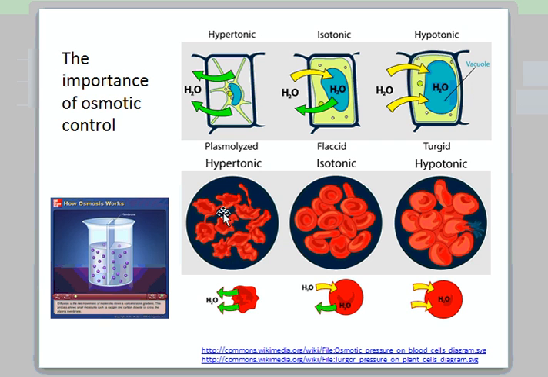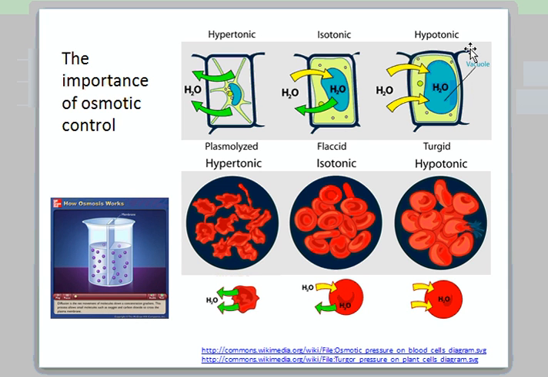In the end, you can see that our blood cells here end up being very shriveled up because all the water has left them. In the middle, we have isotonic, okay, and you can see that we have water going out and water going in. This is kind of the happy medium. We have the same amount of water going in as we have water going out.